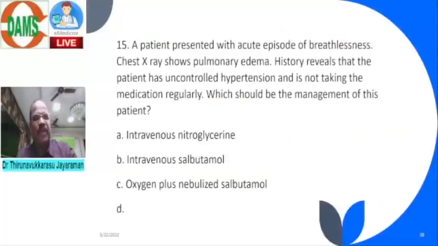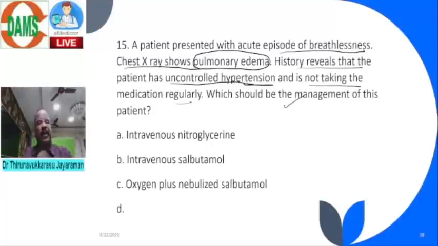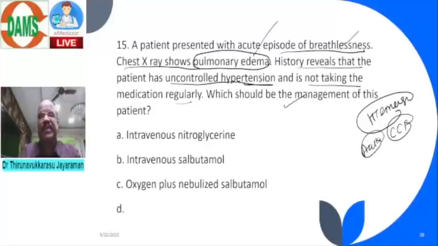Now, a patient presented with acute episodes of breathlessness, chest X-ray shows pulmonary edema. History reveals that the patient has uncontrolled hypertension and is not taking the regular medication. Which should be the management of this patient? That means a patient having a hypertensive emergency and having heart failure, with pulmonary edema, acute heart failure, presenting with breathlessness.